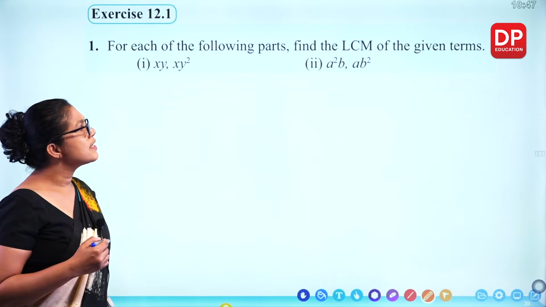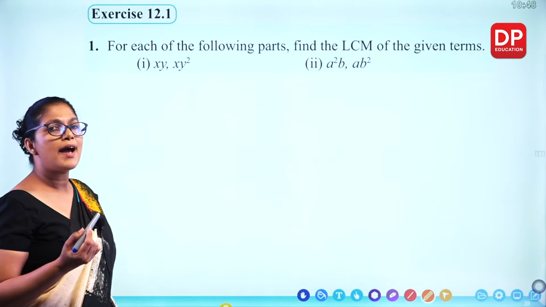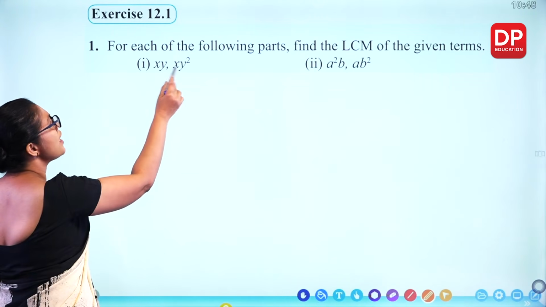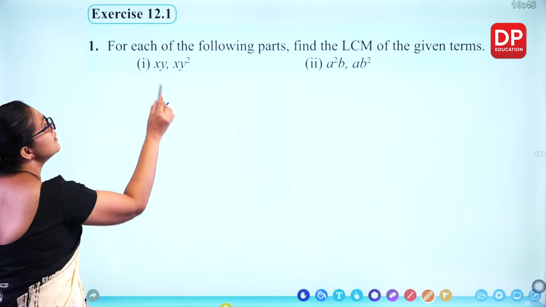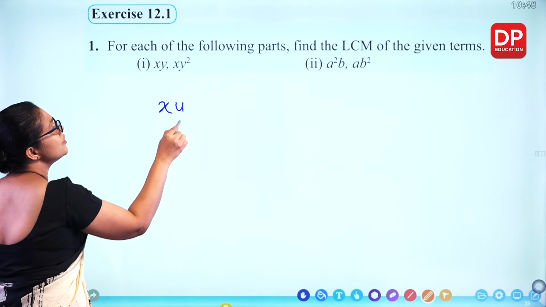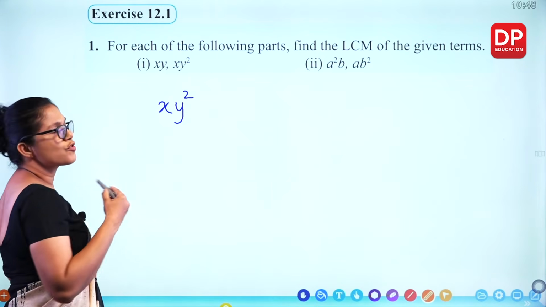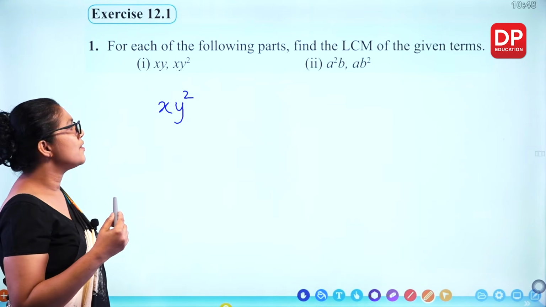So we'll use which method? By looking at the highest power. There are no numbers here. So what's the highest power of x here? You get 1. What's the highest power of y? You get power of 2. So what's the least common multiple? x y to the power 2.